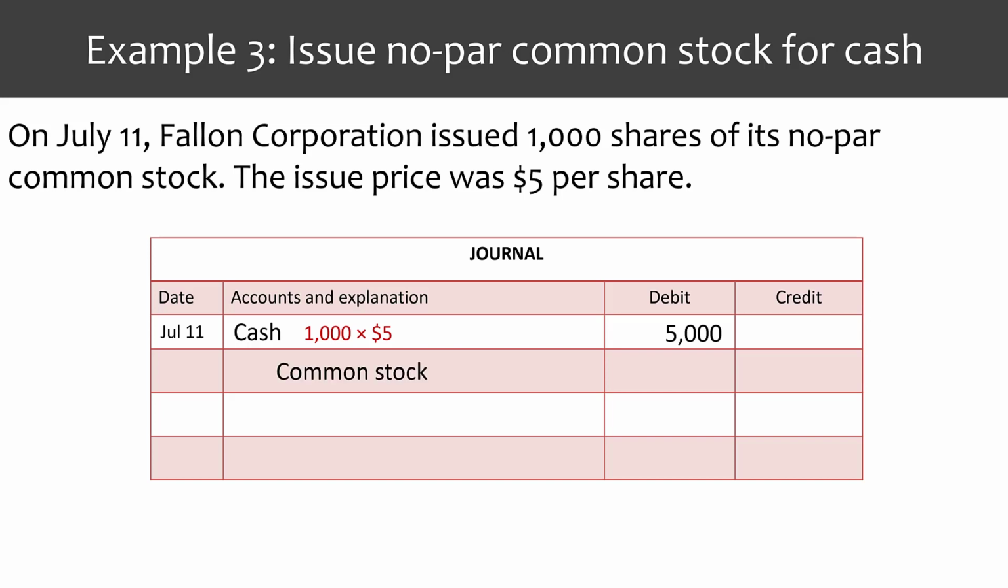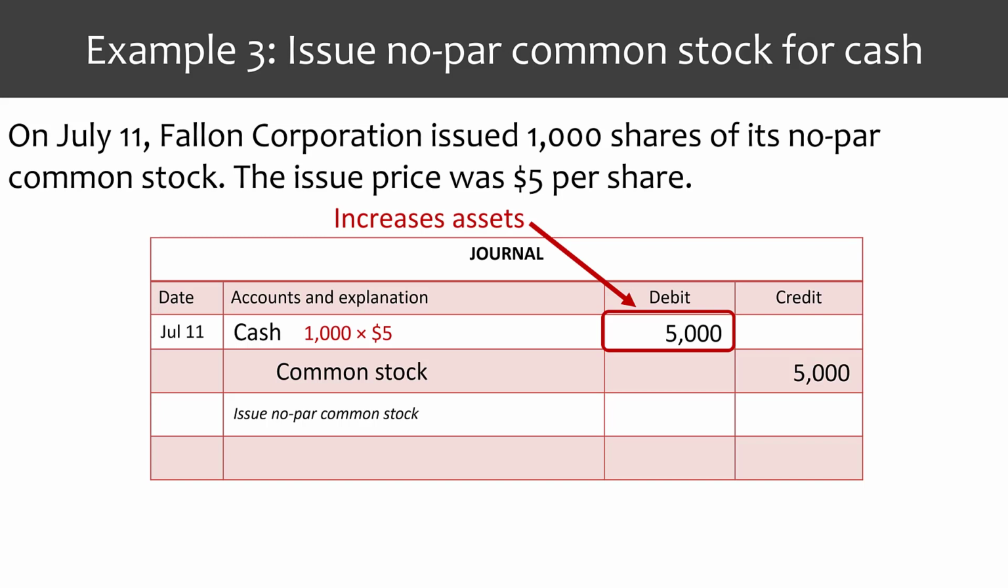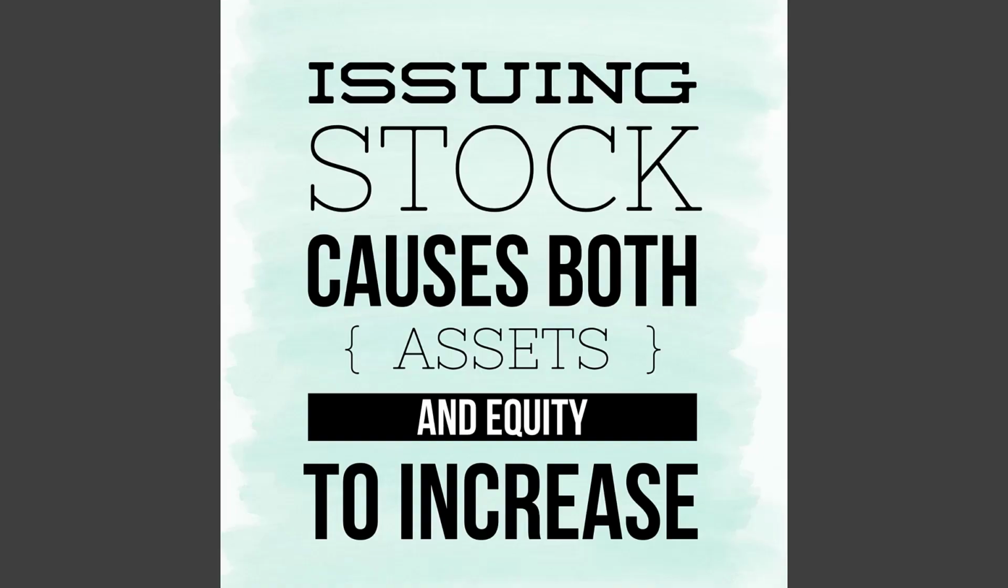The credit is common stock. If we have no par common stock, the entire amount goes into the common stock account. So that's how we issue no par common stock. The impact on our balance sheet? Well, cash once again is going up, so it increases assets, and common stock increases as well, increasing stockholders' equity. So what we've seen from this is if we issue stock in exchange for cash, it causes both assets and equity to increase.